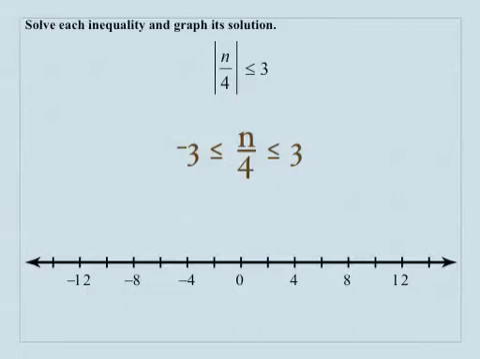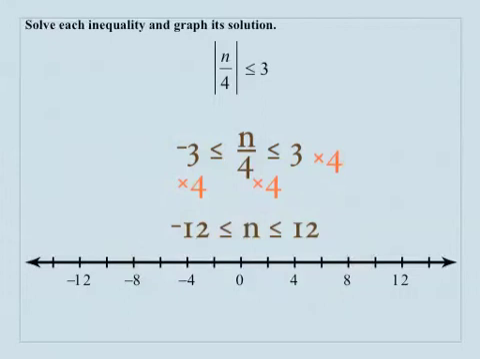You're still doing the inverse of what's happening to the variable. So if you look at the variable n, I am dividing it by 4. The inverse of dividing by 4 is multiplying by 4, and I need to do this to all 3 parts of the inequality. When you do negative 3 times a positive 4, you get negative 12. My sign is going to stay the same because I'm multiplying all 3 parts by a positive number, so my sign does not change. N is in the middle, and then 3 times 4 is 12.